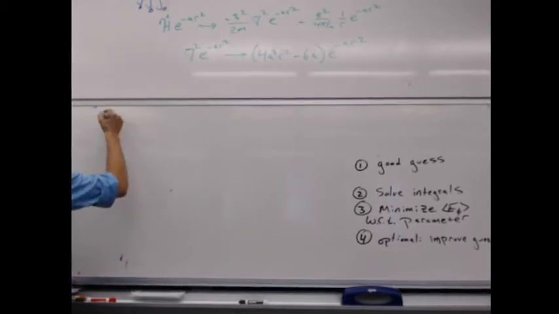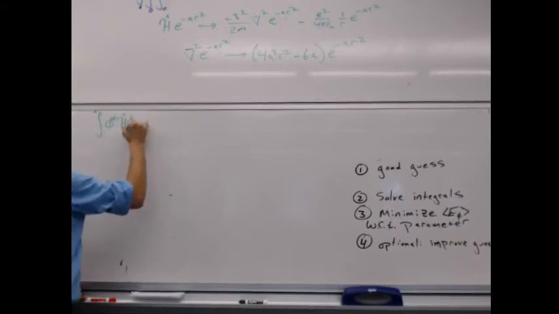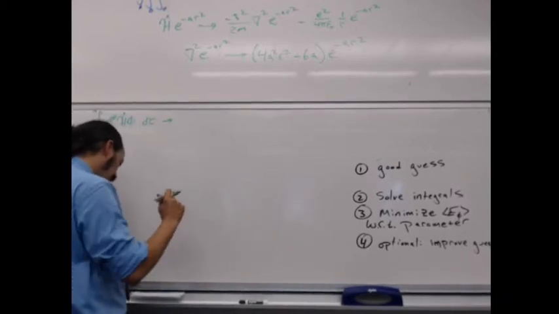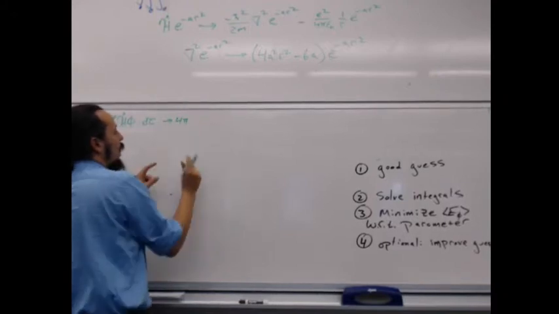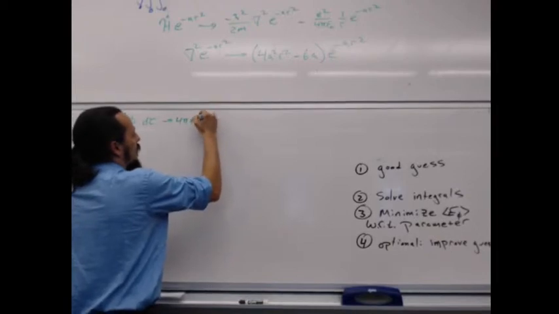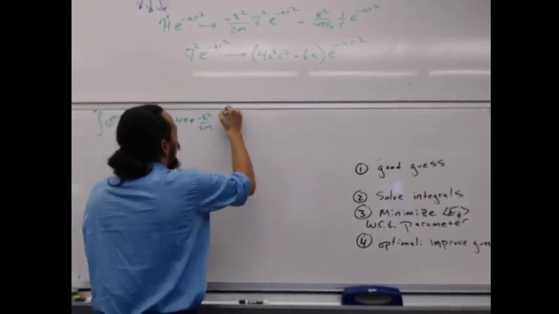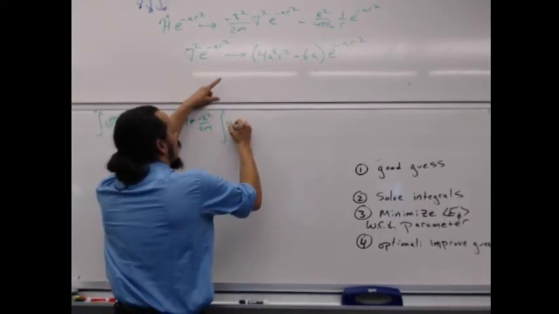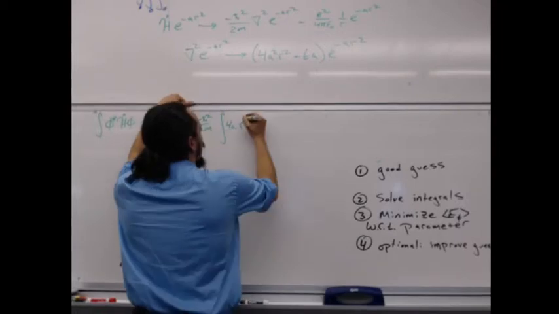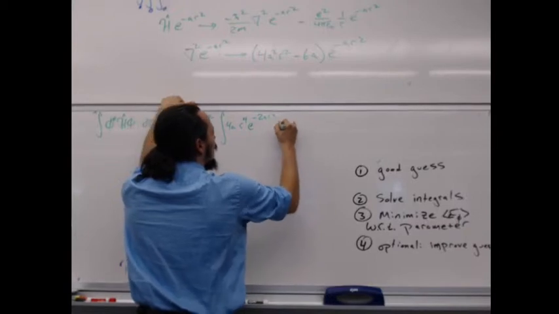So if we're looking at the integral of phi star h hat phi d tau, we're going to get 4 pi from doing the angular parts, times negative h bar squared on 2m, times the integral of 4a squared r to the 4th, e to the minus 2ar squared dr.